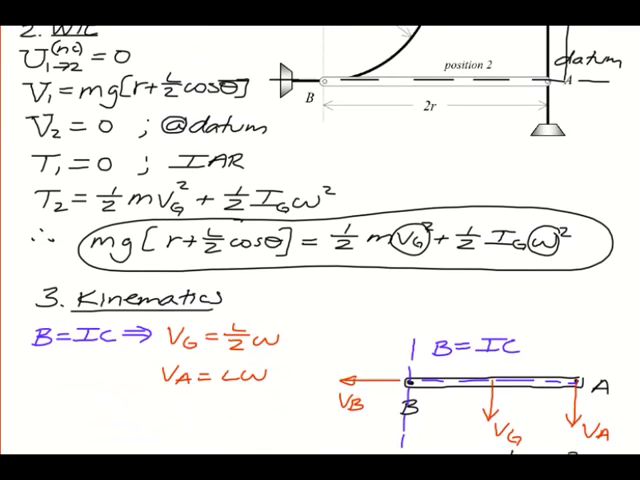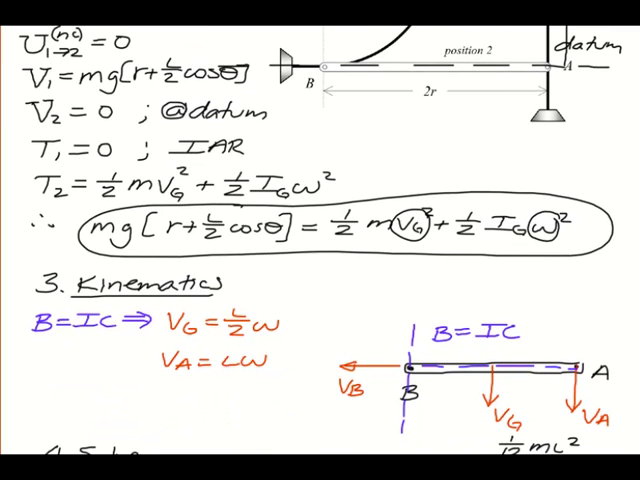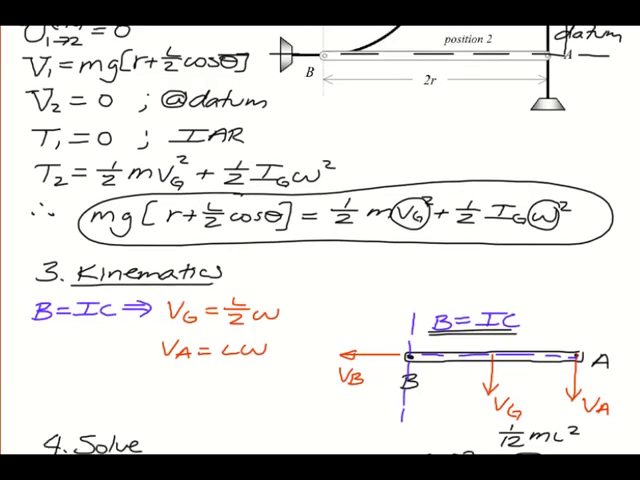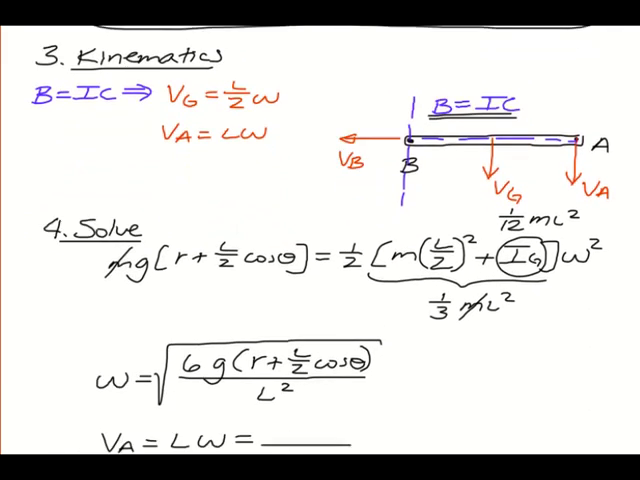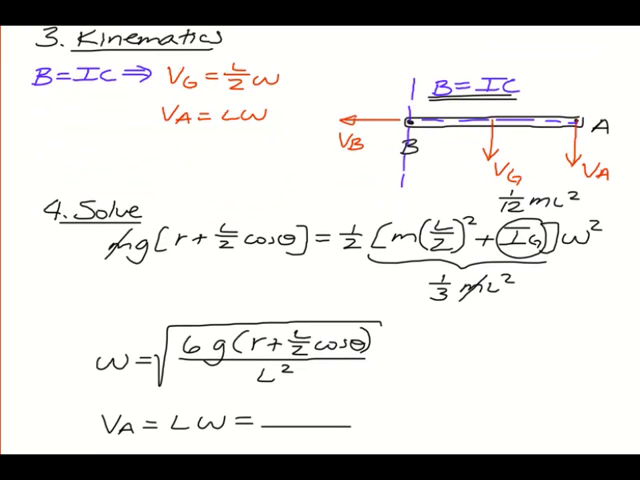So as I said, the key part of this is step 3, the kinematics. With that said, the instant center ends up being at B, so therefore VG is L over 2 times omega. We put that back into our work energy equation. We solve for omega, and therefore VA, which is L omega, we have the equation for that.